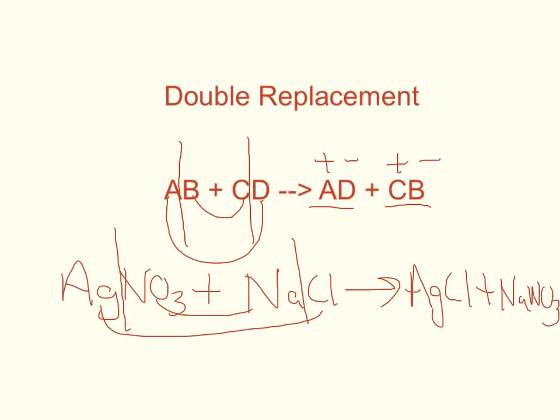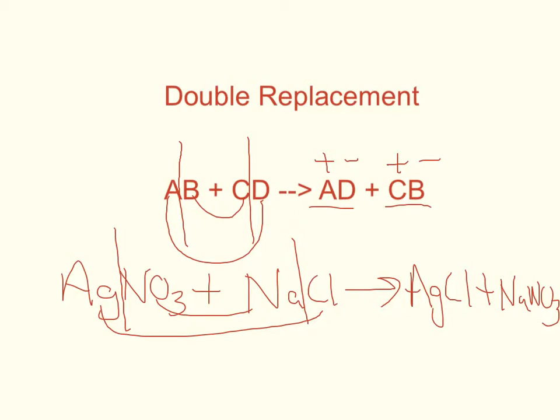Now remember, in each case you have to use the crisscross rule to complete the formula. So Ag is a +1, Cl is a -1, you get AgCl. Na is a +1, NO3 is a -1, and so you get NaNO3.